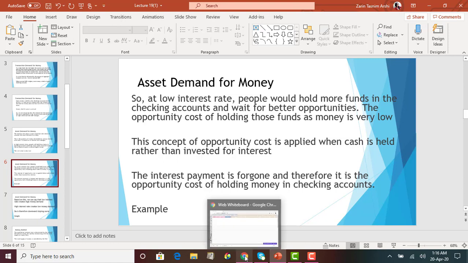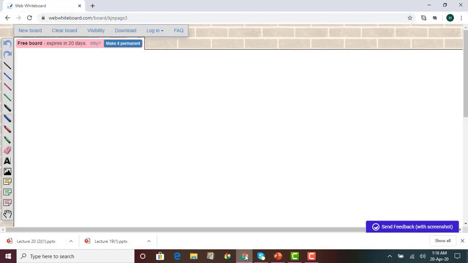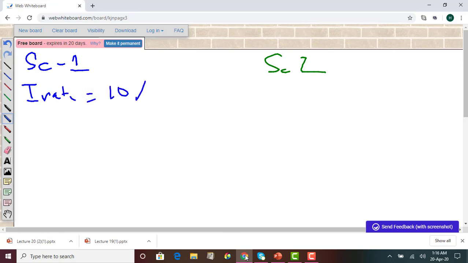Okay, now let me do a quick example, and you decide what you will do. Let's say we have two scenarios, scene 1 and scene 2. Under scene 1, savings interest rate is 10%. So if you keep money in the savings account, you will get a 10% return every year. For scene 2, let's say the interest rate is actually 2% only. Okay, so now let's say you have $100.